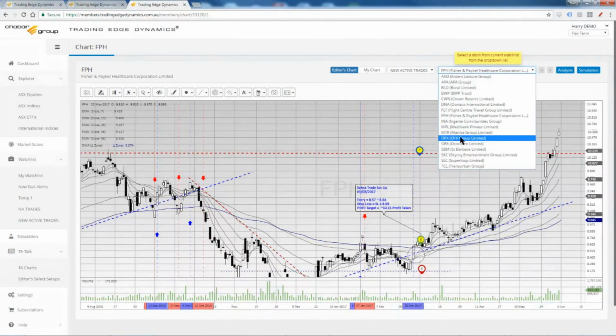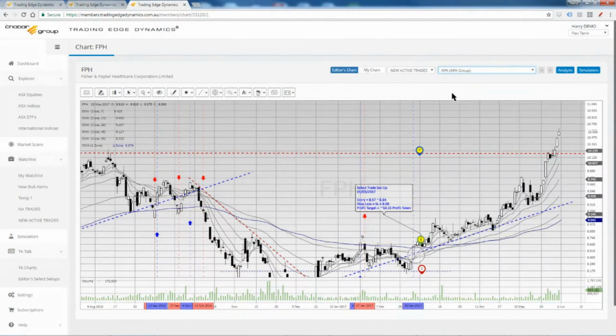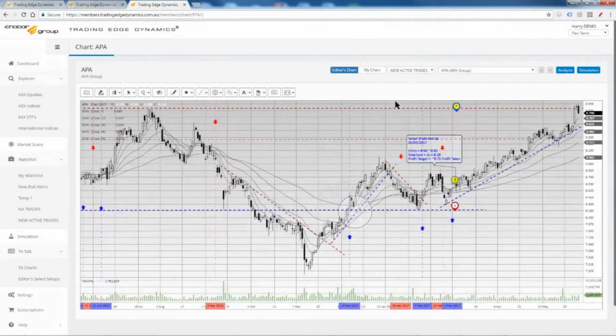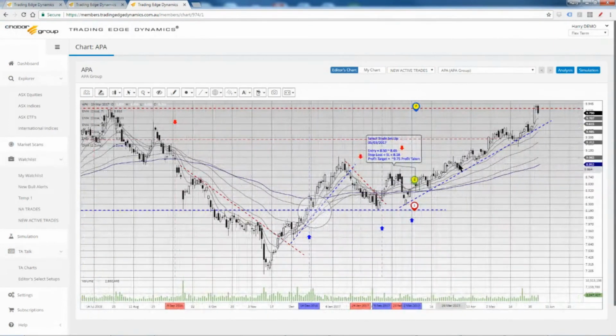The other one was APA. Again, an interesting trade with a fairly good profit over that period, 12% over 85 days. It hit resistance. It's sitting at that level now. I guess we're out of the trade. We don't need to look at this unless it breaks through resistance again, and we look at a new trade opportunity.